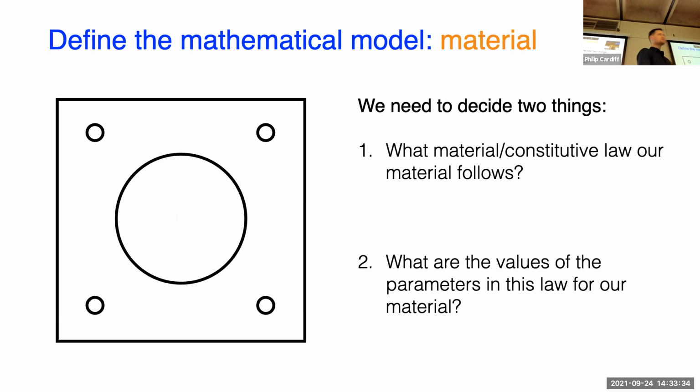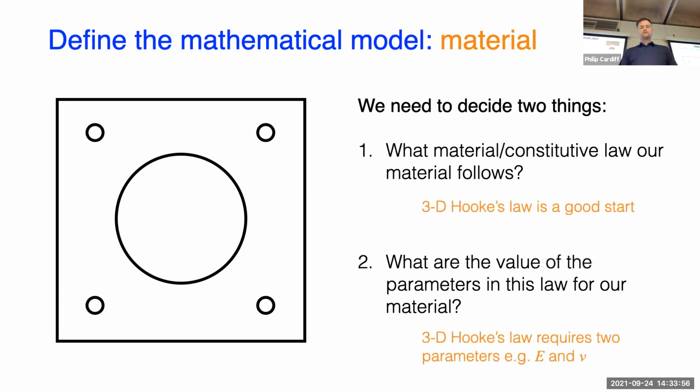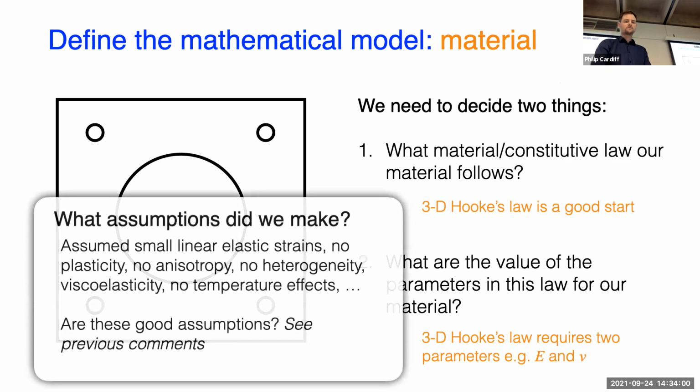So let's assume this plate maybe is elastic. So maybe we'll assume it follows Hooke's law. And then if we say it follows Hooke's law, which could be wrong or not perfect, then we have to pick parameters. These laws will have parameters. So Hooke's law is defined by 2 material parameters, Young's modulus and Poisson's ratio. So if we pick those wrong, we will also have to introduce errors. So we can start with 3D Hooke's law, and it requires 2 parameters.